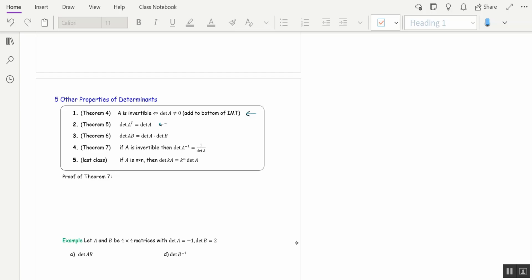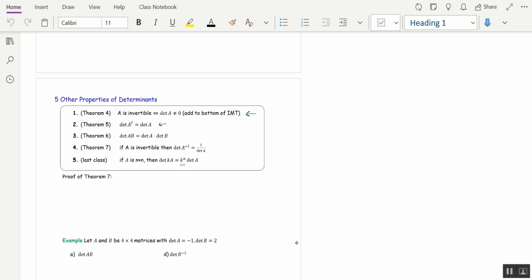Okay, number 3 tells us the determinant of a product is the product of the determinants. Number 4, we're going to prove in a second. And number 5, we saw in the last class, if we scale a whole matrix A by a scalar K, then that will change the determinant by K to the N, where N is the size of A.